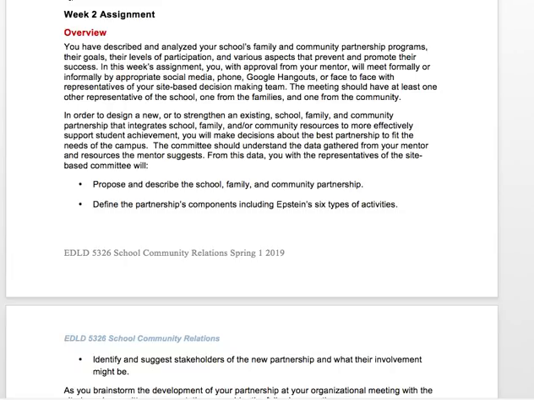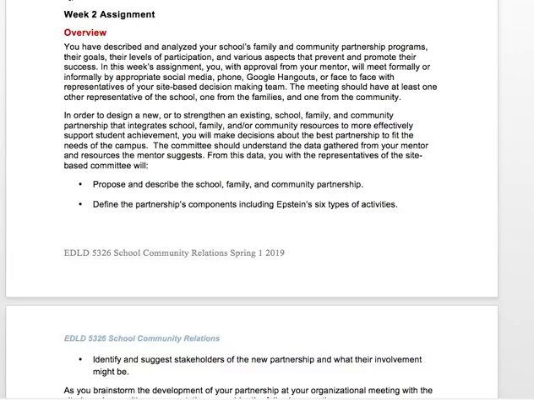So your meeting should have at least another representative from your school, one parent, and someone from the community. And so if you are thinking about either designing a new school family community partnership or strengthening an existing one, you have to always remember that the most important thing is that you are effectively supporting student achievement. So as you begin to think about what that new partnership might look like, you want to make decisions that best fit the needs of your campus and also best fit the needs of your students. So your committee should understand that the data that you've got came from your mentor, and that you also have resources that your mentor is suggesting.